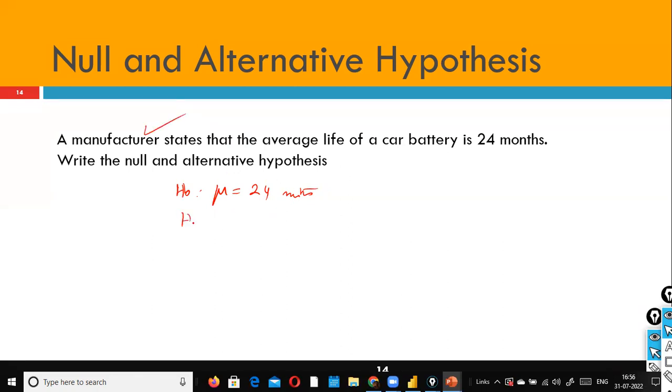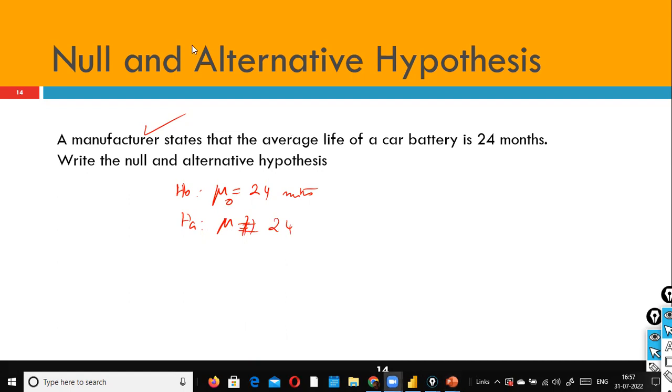And what is the alternative hypothesis? So can we say mu is not equal to 24? It is not less than 24. It is not greater than 24. We can say that way also, right? No, it is less than 24 months. Whatever they mentioned was not correct. In my car, it lasted less than 24 months only. In some cases, it is more than 24 months, right? We can say this.